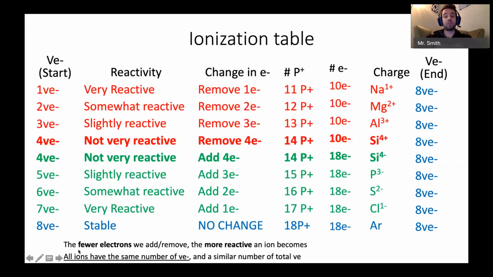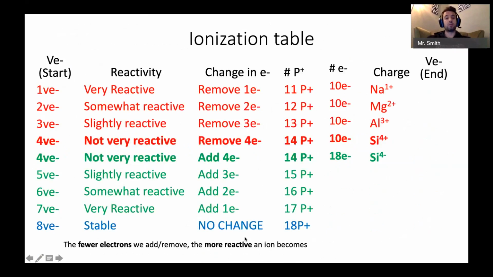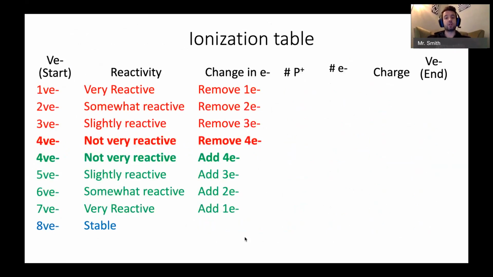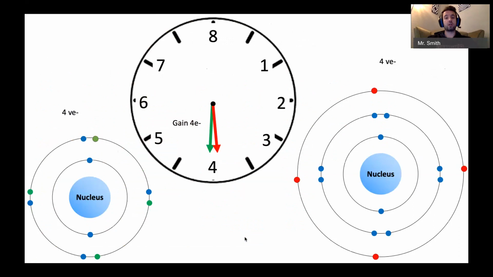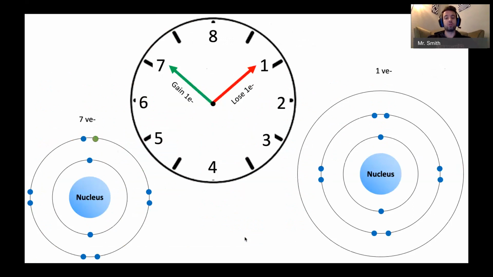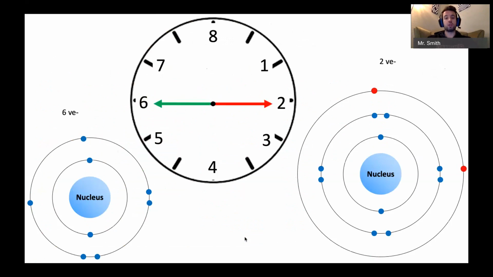And then keep in mind that the fewer number of electrons we have to add or remove, the more reactive an ion becomes. It's easy to view this like a clock almost, where, in each case here, we're either gaining or losing 1, gaining or losing 2, gaining or losing 3, or gaining or losing 4.